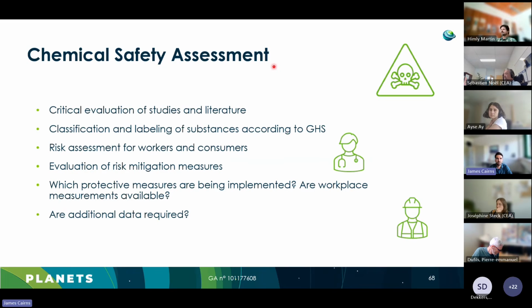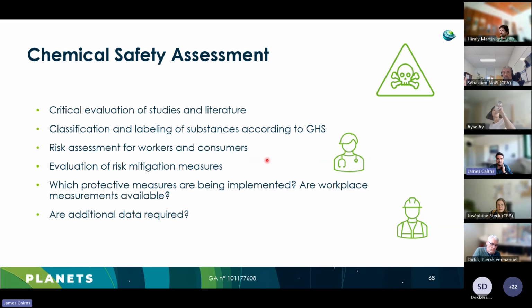Part of all of this is, of course, again, the chemical safety assessment, including critical evaluation of studies and literature for the submission I mentioned earlier on, because not all published literature can be used for this, since certain criteria are not fulfilled or are fulfilled, and this has to be evaluated. I mentioned parts of these beforehand.